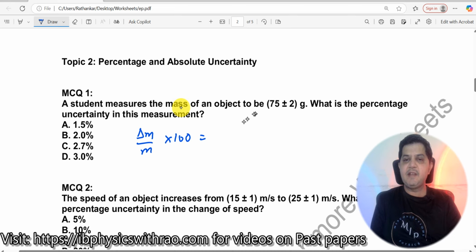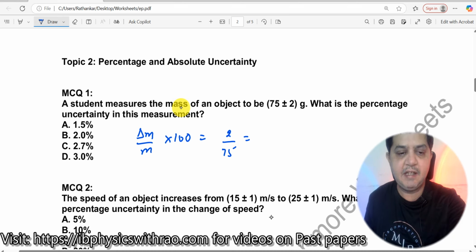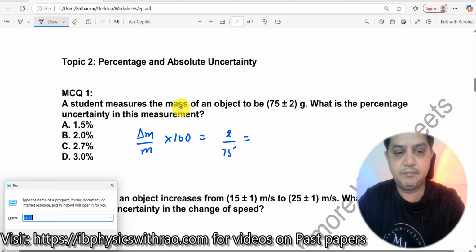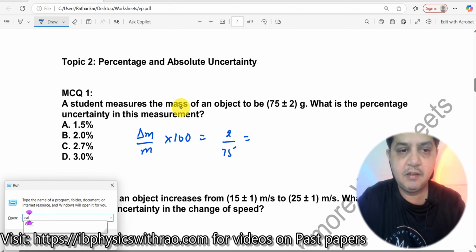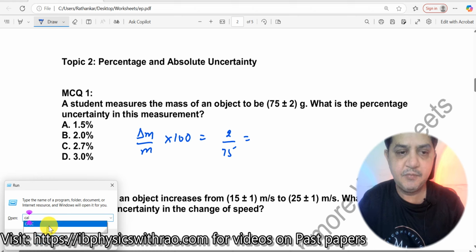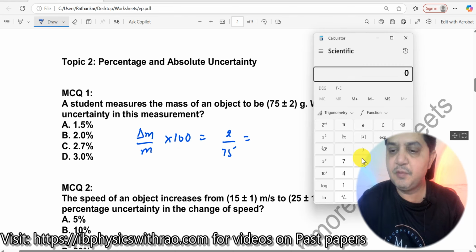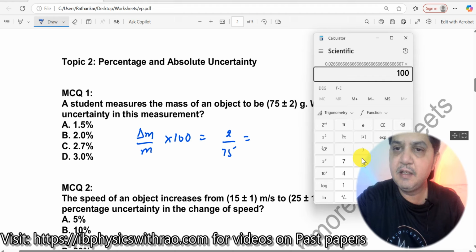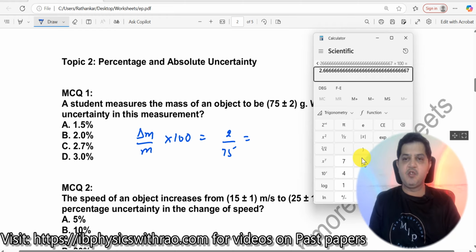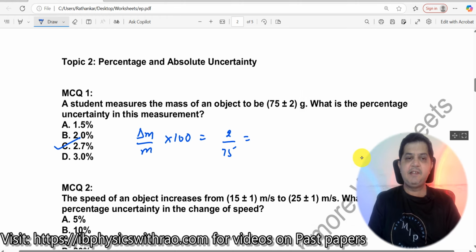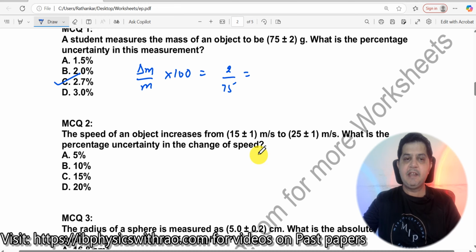So what is the delta m value? 2. And what is the value of m, which is 75? So therefore, if I calculate this value, let me take up the calculator over here. Okay, just give me a moment. So this should be 2 divided by 75, multiplied by 100. I get 2.67, or 2.7 percent. The answer should be C over here. Okay, now let me take up the next one.